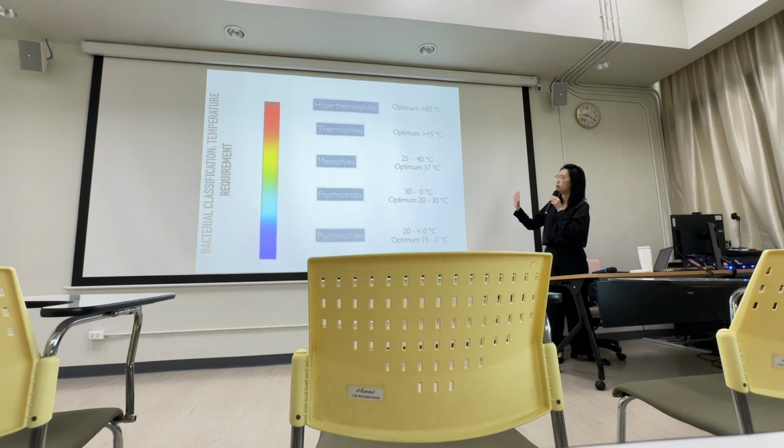And this way to classify is not that related to us, but is more related to environmental microbiology. Because most of the bacteria that we will learn in this subject will be normal flora or pathogens. Normally they grow at 37 degrees Celsius, which is mesophilic.